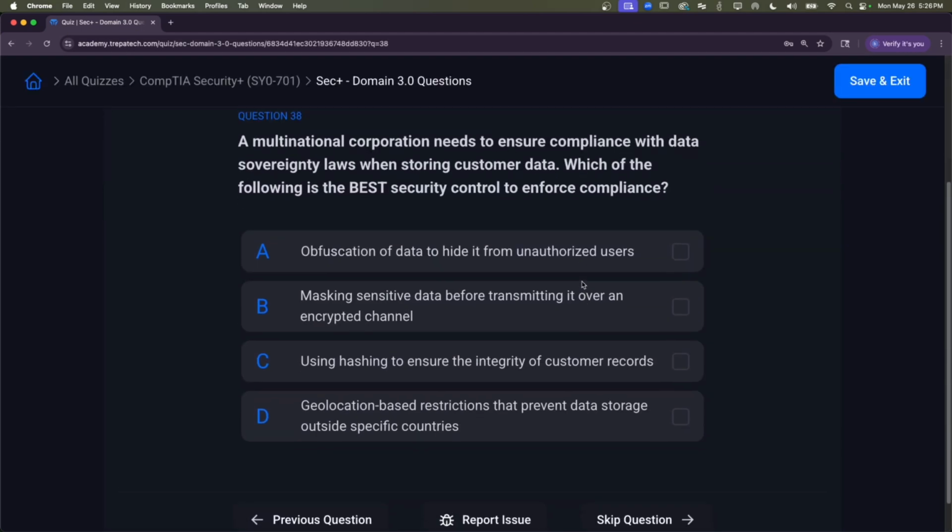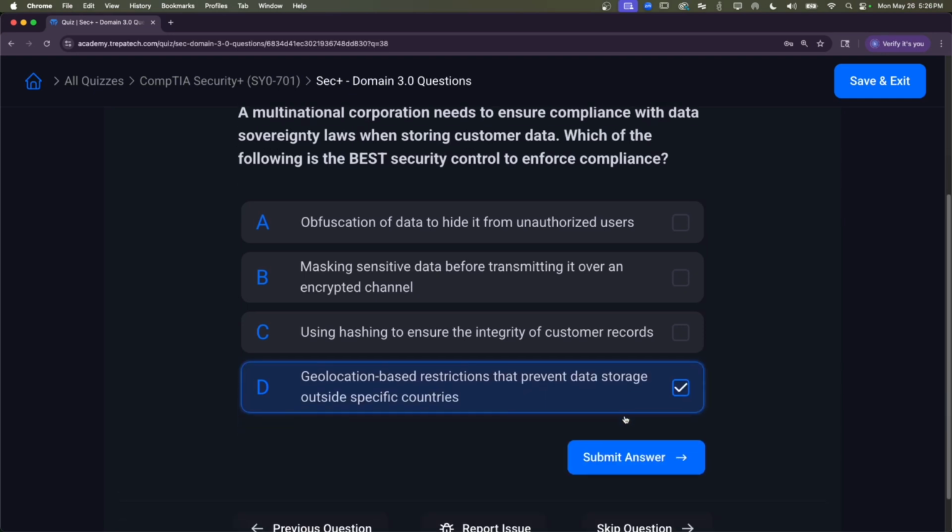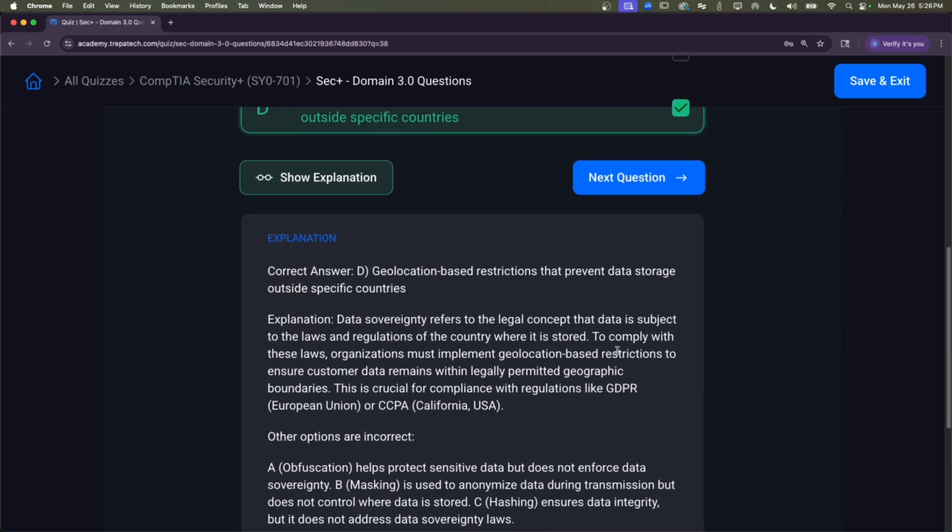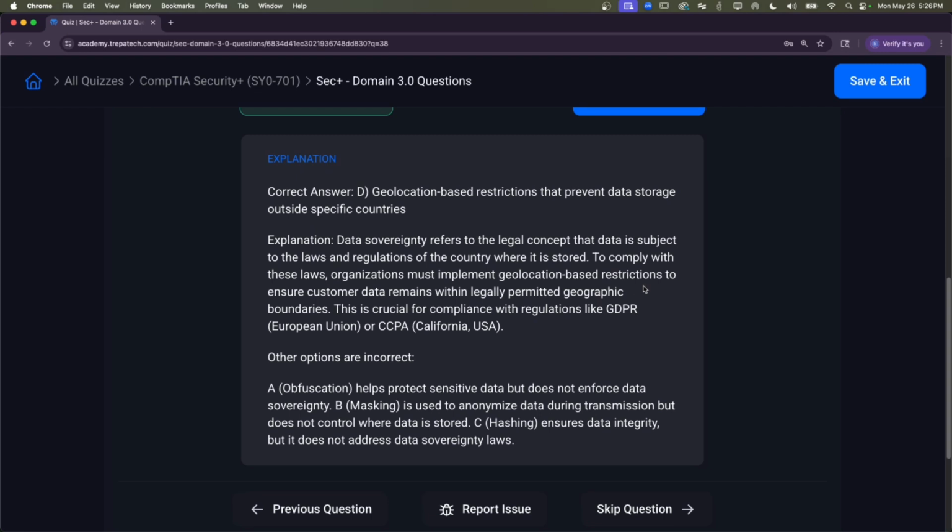Question 38. A multinational corporation needs to ensure compliance with data sovereignty laws when storing customer data. Which of the following is the best security control to enforce compliance? So obviously it's international. It matters where we are, right? So I'm going to go with D here. Geolocation-based restrictions that prevent data storage outside specific countries. We're international, so we need to know where we are when applying security controls.